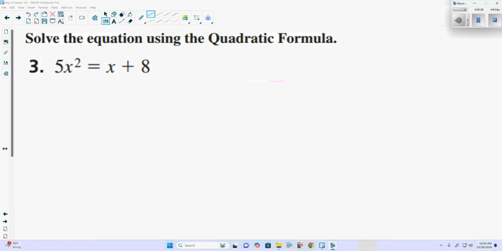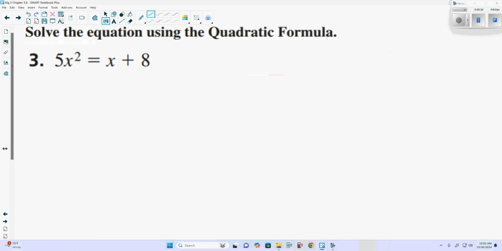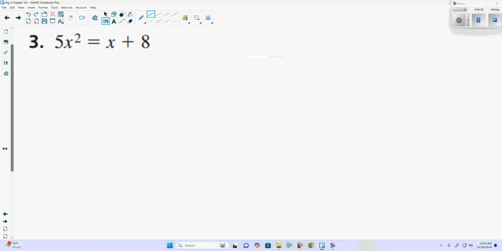All right. So we're going to continue on with the note sheet from yesterday, 3.6. So we're going to be solving quadratic equations using the quadratic formula. And for us to be able to use the quadratic formula, we do need the quadratic equation equal to 0. So looking at this here, what do we need to do to get this equation equal to 0?